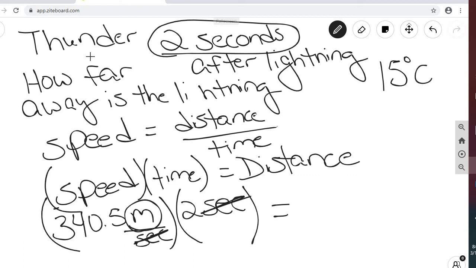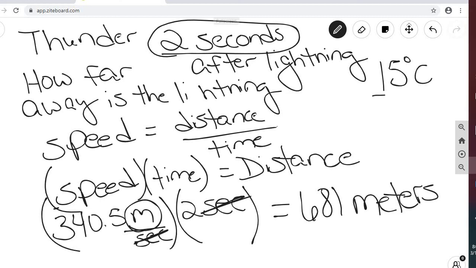So 340.5 times 2 is 681 meters. So at this temperature and a delay between the lightning and the thunder of 2 seconds, that tells us that the lightning is 681 meters away.